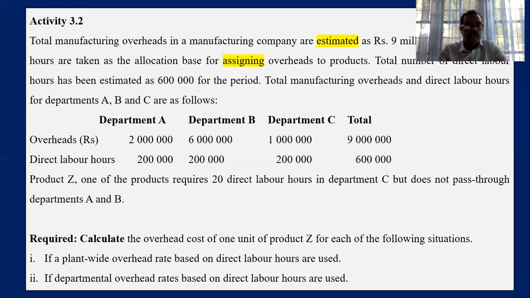We'll take this example. I'll give you a few minutes. I'll read the question with you and allow you to attempt it. Quickly work it out. Total manufacturing overheads in a company are estimated to be this much. So overhead, 9 million. Again, I have highlighted the word estimated, forecasted, budgeted.